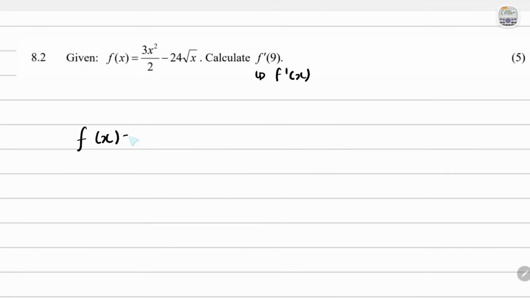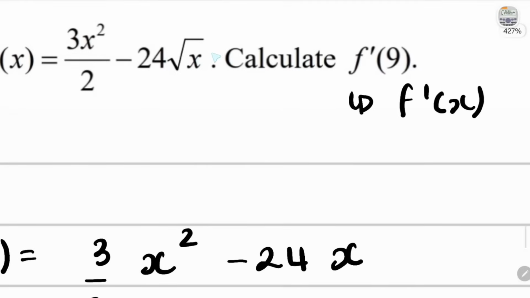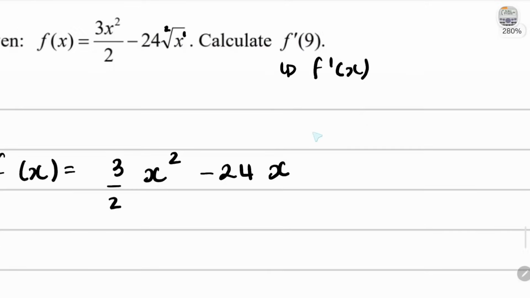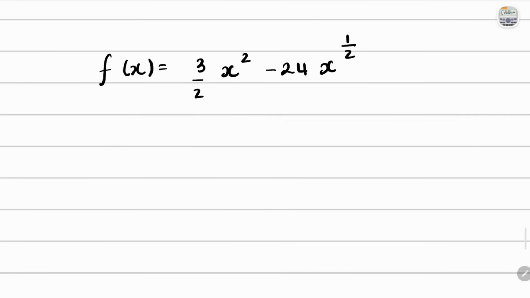So f of x first is equal to, and we can just use this opportunity to rewrite this like this. We can say this is 3 over 2, and this is x squared, okay? And here, this is negative 24, and we're going to rewrite this so that its exponent is rational. So we're just going to have x, and the inside exponent, the exponent on the x is a 1, and the outside exponent is a 2. That's that square root. So we'll say inside over outside exponent, which is 1 over 2. And now we're ready to derive.